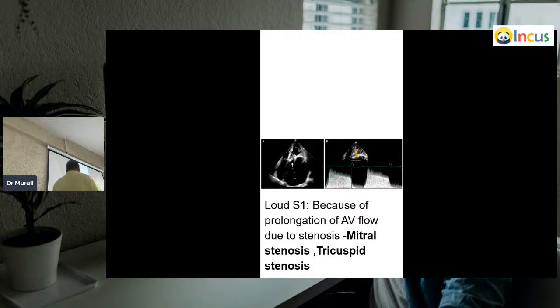And typically, whenever there is any mitral stenosis or tricuspid stenosis, right? So what will happen in mitral stenosis and tricuspid stenosis? In both the conditions, the pressure crossover occurs earlier. That leads to the development of loud S1, right? Unless the valves are calcified, if it is a chronic MS or chronic TS.